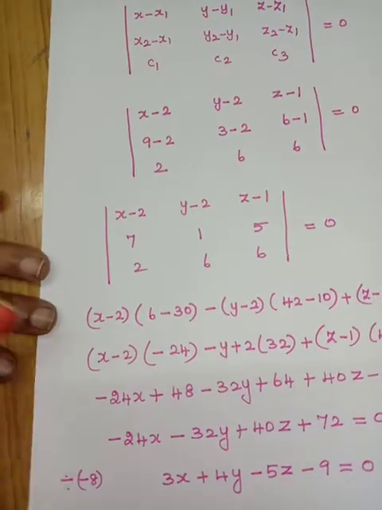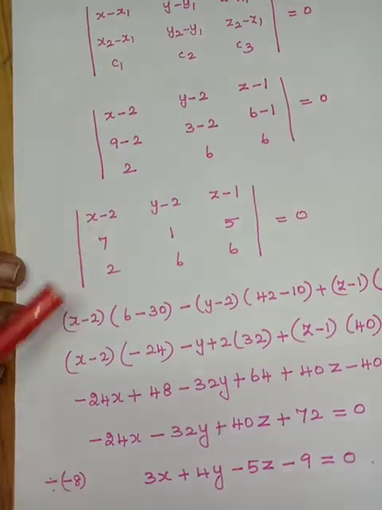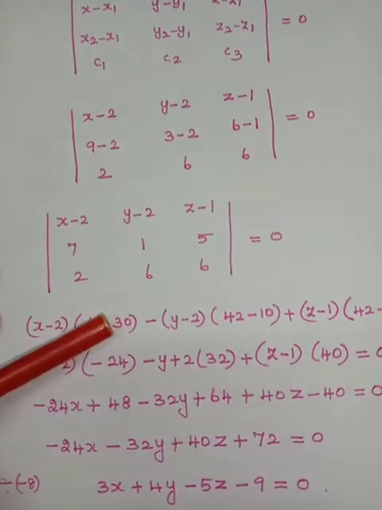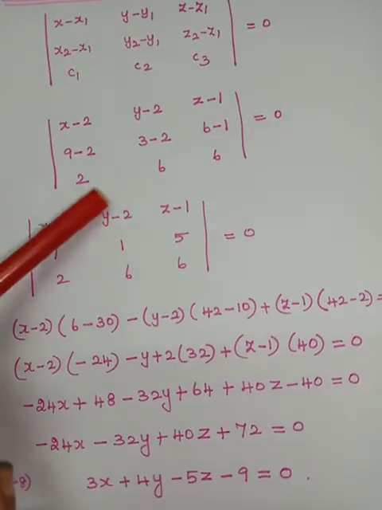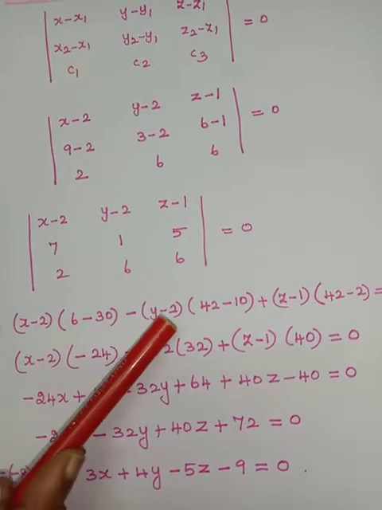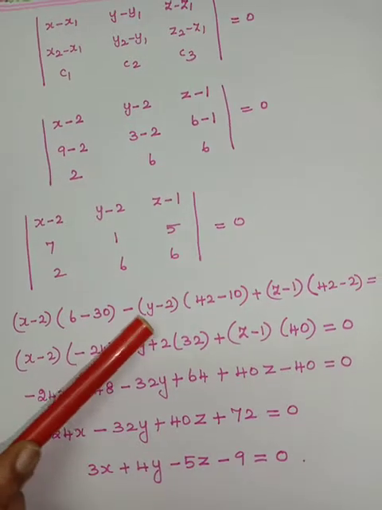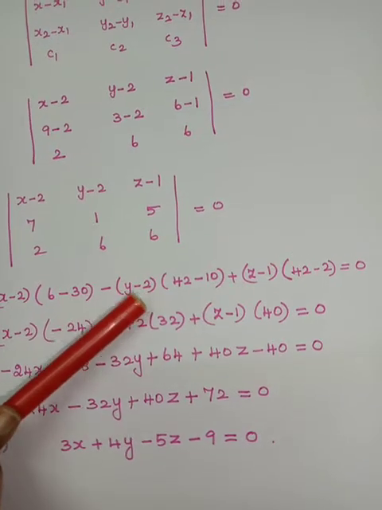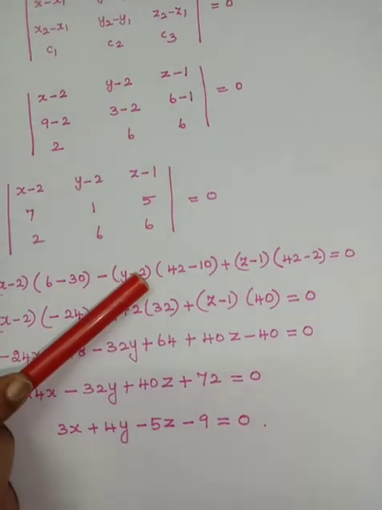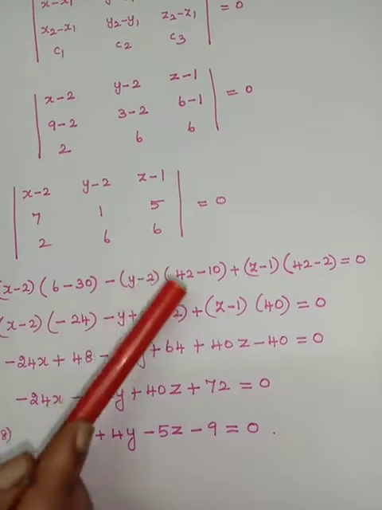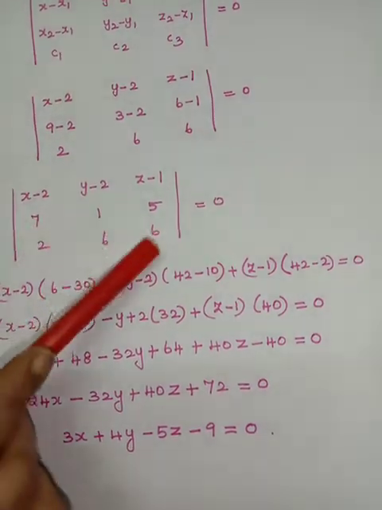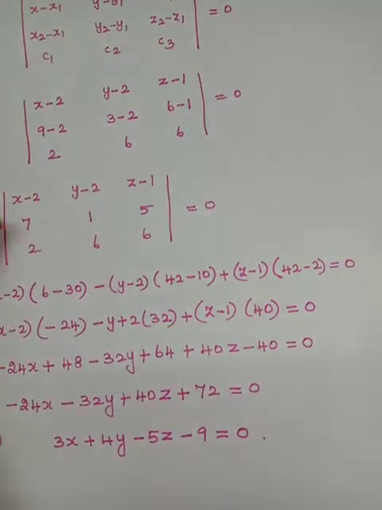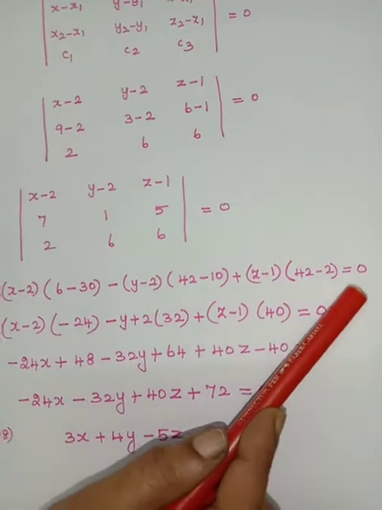So you have to expand by R1. So x minus 2 into, delete the first row and the first column, so 6 minus 30. When you go to the next element, you have to change the sign. The minus has to be given to both the terms. So you have to put it in the bracket. So usually we handle, here you will have only one term, but here you are having two terms. So the minus has to be applied to both the terms. So minus of y minus 2 into, delete the first row and the second column, 42 minus 10, plus z minus 1 into, delete the first row and the third column, 42 minus 2, that is equal to 0.